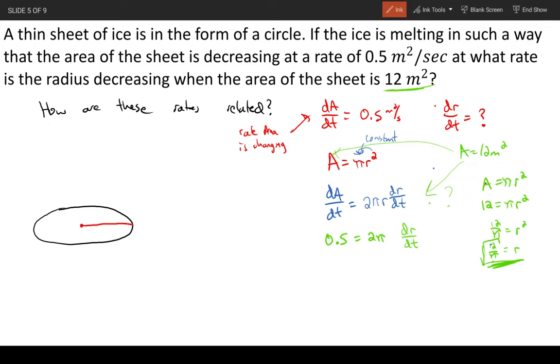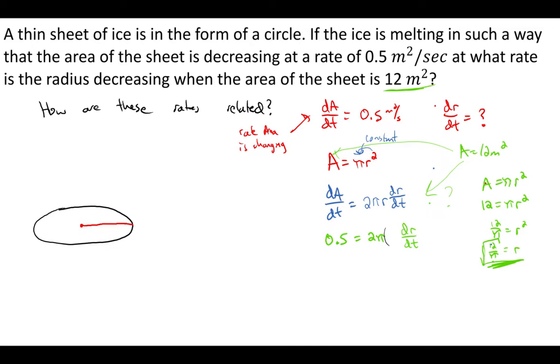So where r was, I'm just going to plug in square root of 12 over pi. Like that. So now we know everything except dr dt. So that's great. To solve for dr dt, all I have to do is divide 0.5 by all the stuff that are attached to dr dt because this is all a constant. So divide by 2 pi times the square root of 12 over pi. And there's pi both inside the square root. And that equals dr dt.